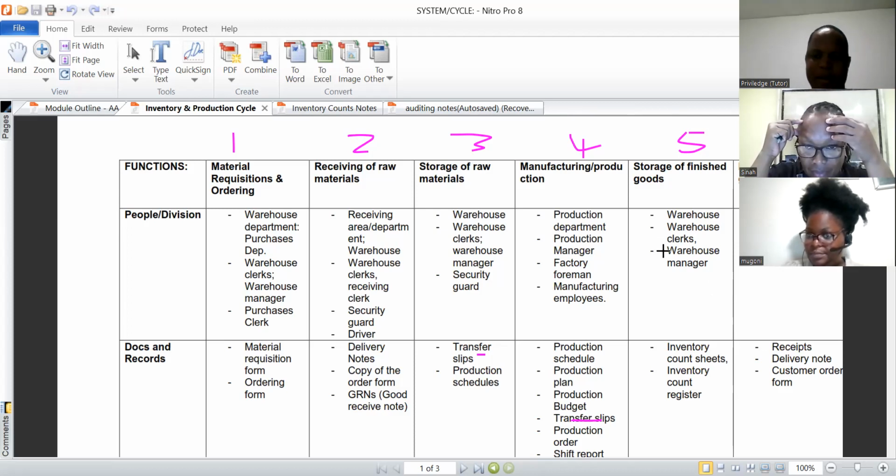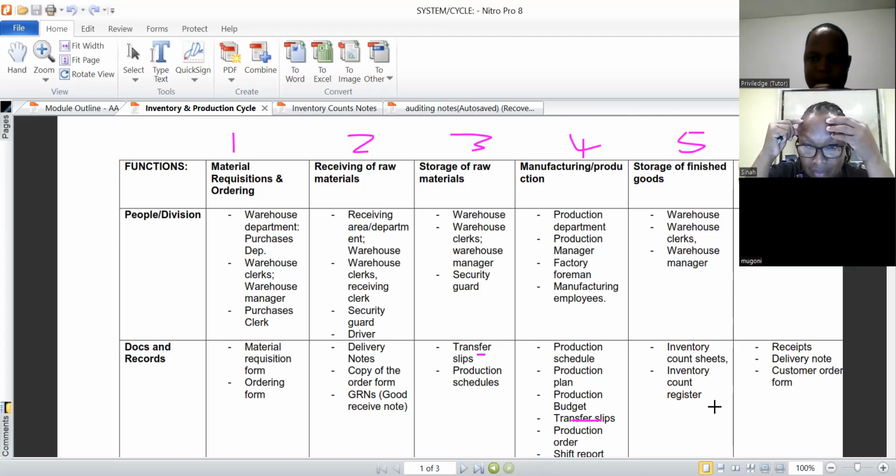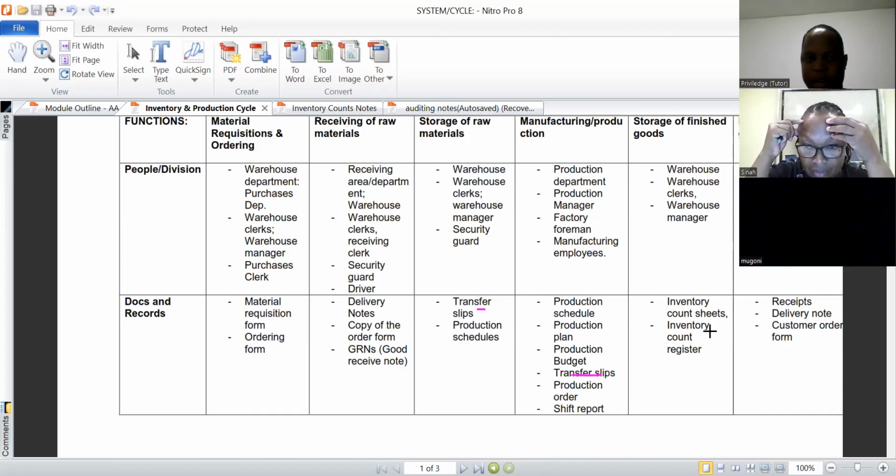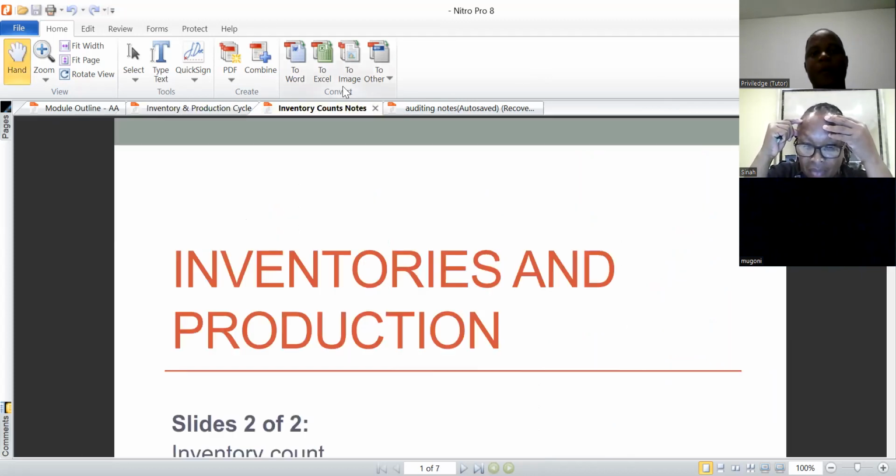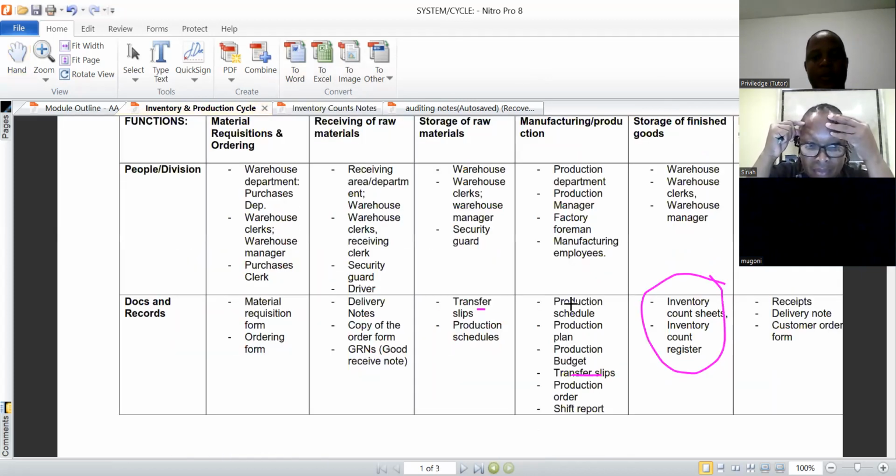So we see again the warehouse department, warehouse employees, warehouse managers. We see the use of inventory records such as inventory count sheets and inventory count registers. All these are essential documents which they will use during the storage of inventory. And this is very important: inventory count sheets and inventory count registers. Why? Because that's what would help us to understand the inventory count process, not records per se, because these are the actual records anyway.